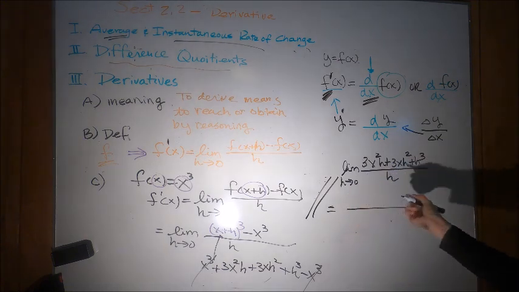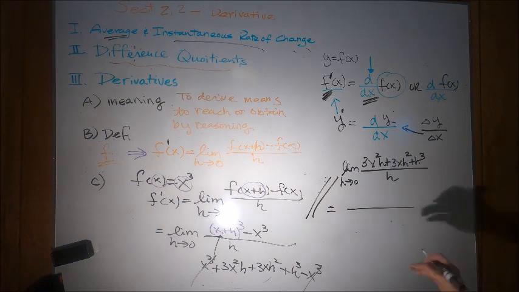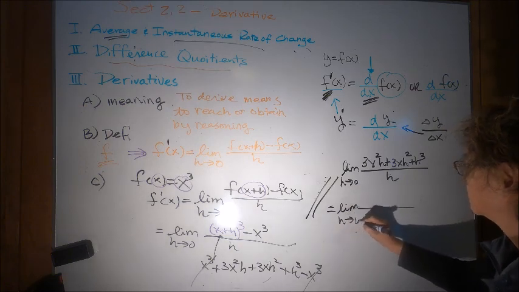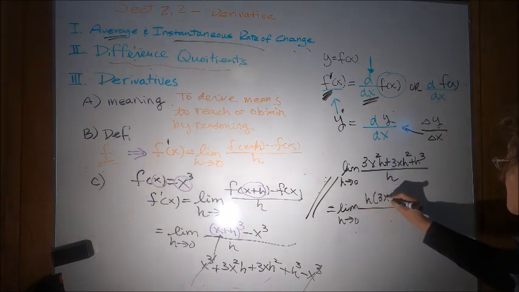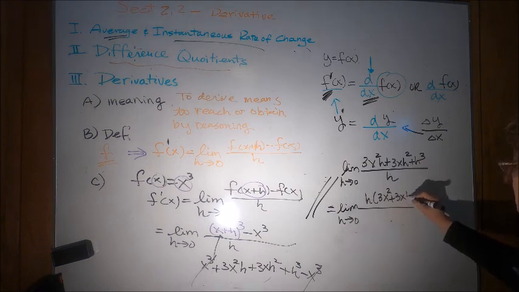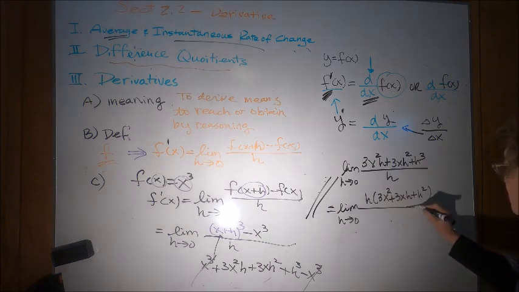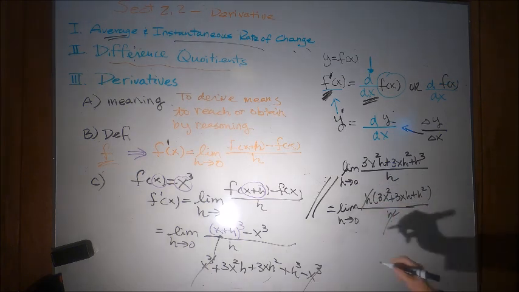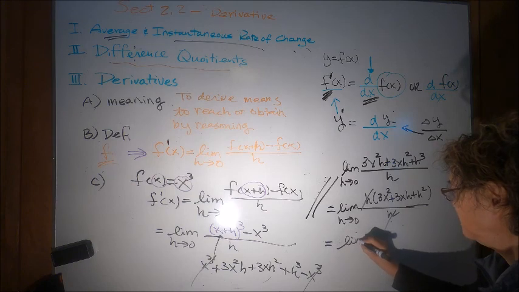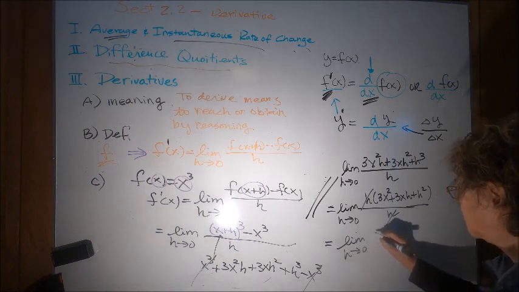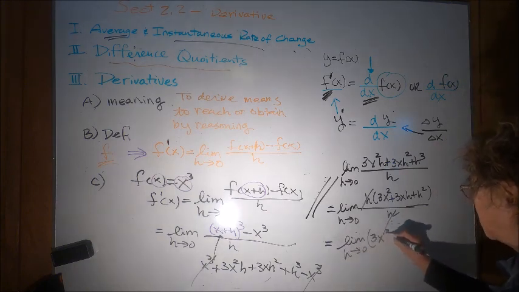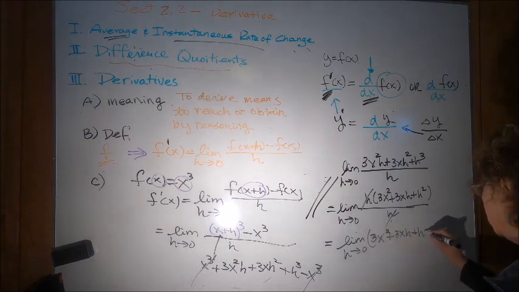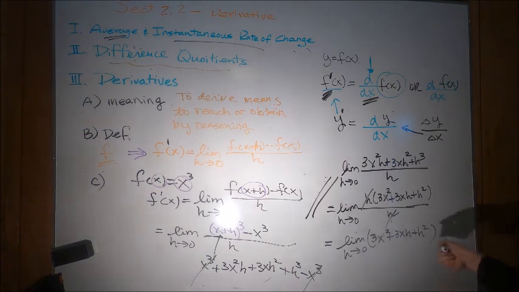Then we cannot plug in because it makes the denominator 0. Then we say what? We can simplify it first. So you take h out: 3x squared plus 3xh plus h squared over h, right? So you cancel out your h. Then what do we have? We have the limit as h approaches 0 of 3x squared plus 3xh plus h squared. Then we try to find the limit of that thing.